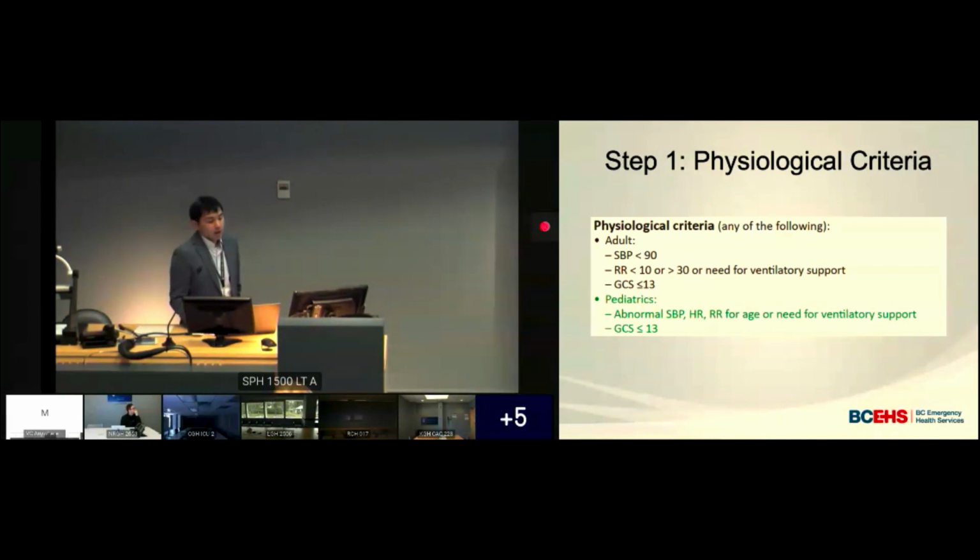In pediatrics, the criteria are abnormal vital signs for age or need for ventilatory support. Now, it's always hard to remember what the actual normal ranges for vital signs are for the pediatric population. So if you're ever not sure, they're readily available on the BCEHS app and handbook, so just refer to those. And for pediatrics, the level of consciousness criterion is the same, so a GCS of less than or equal to 13. Just remember that there is also a pediatric GCS score, which is different in terms of specific criteria for eyes, verbal, and motor for pediatrics. So if you're unsure or need a refresher for that, it's also available on the BCEHS handbook and app.